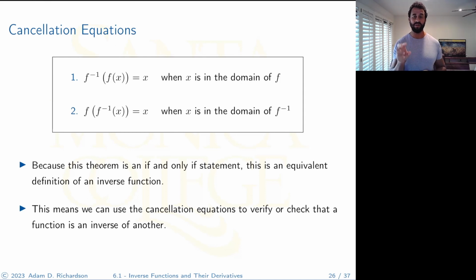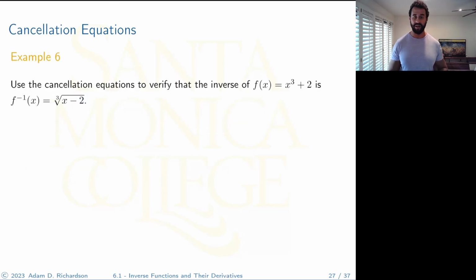And what that means is that we can use these cancellation equations to check or to verify that our function is the inverse of another one. So in other words, if I've got a candidate for an inverse and I'm not sure if it's an inverse or not, I can compose it with its original function and everything should cancel out. If it doesn't cancel out, if there's something else at the end, then they are not inverses of each other. So we're going to use this right now, actually.